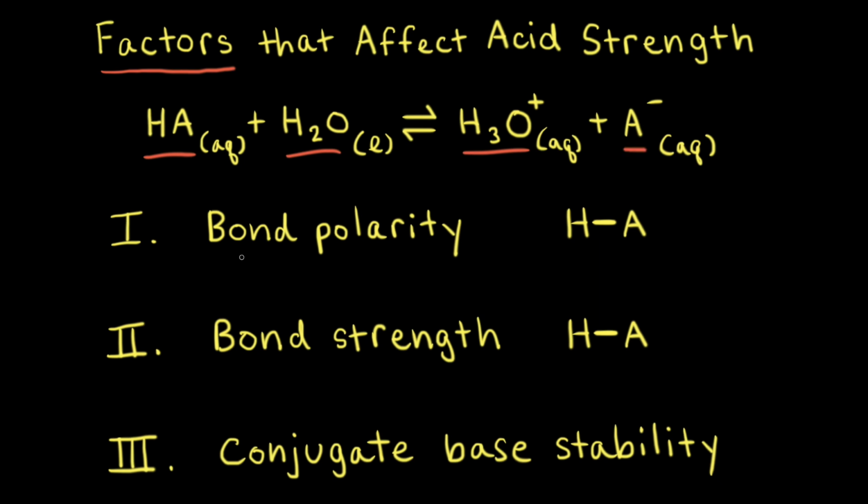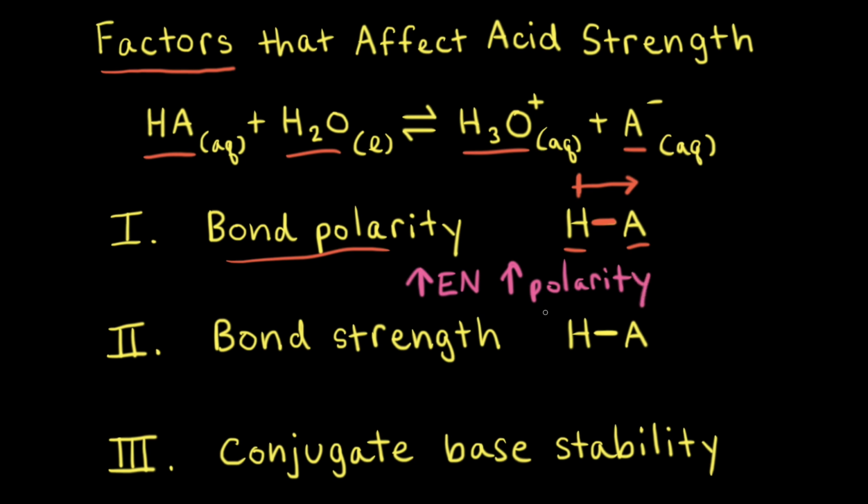First, let's consider the polarity of the bond between H and A. If A is more electronegative than H, A withdraws electron density. So we could draw an arrow pointing toward the A, as the electrons in the bond between them are pulled closer to the A. As the electronegativity of A increases, there's an increase in the polarity of the bond.